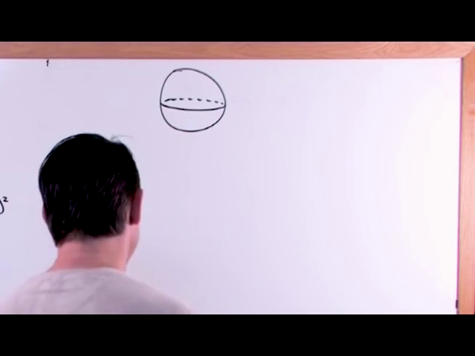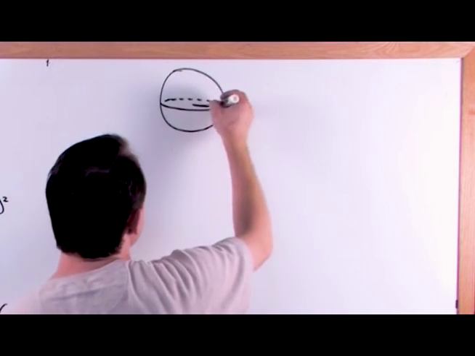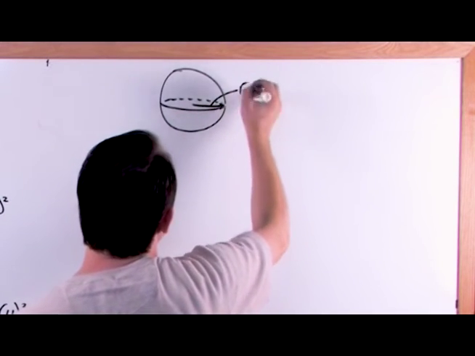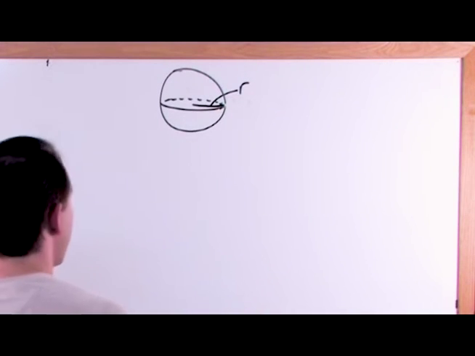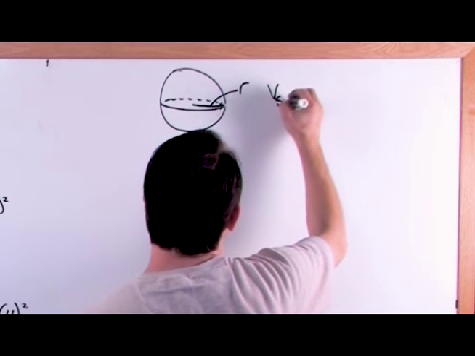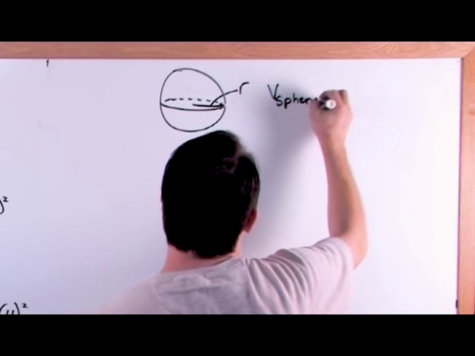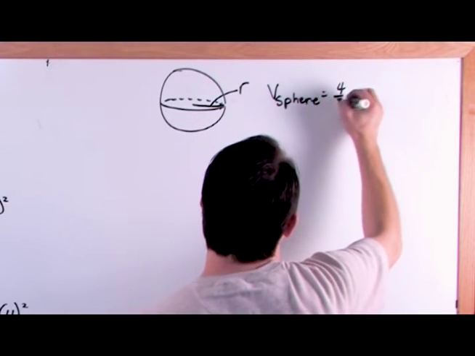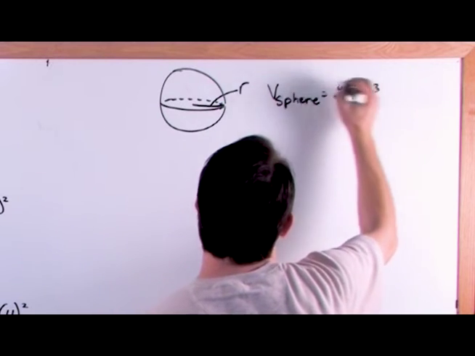So here's our sphere, just as before. The sphere has some radius, r. Okay, it has a radius r. So the volume of the sphere is 4/3 pi r cubed.